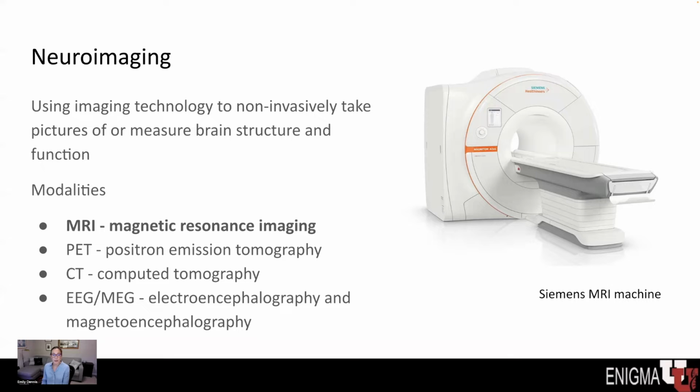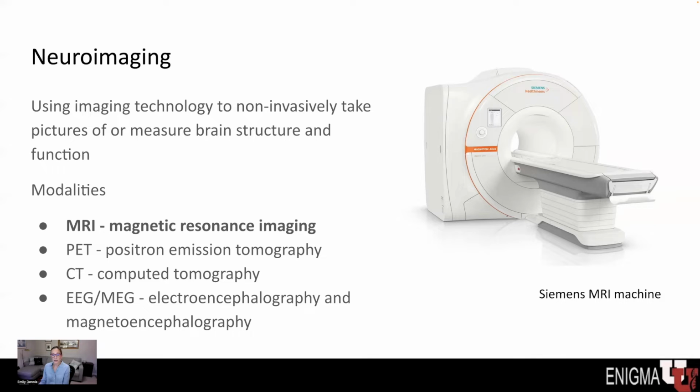There's also PET imaging, positron emission tomography, CT imaging, computed tomography, and all of those machines, PET and CT, are of course different from MRI, but the general idea of what the machine looks like is similar, with a person on a bed being put in the scanner. And lastly, EEG and MEG, that's electroencephalography and magnetoencephalography. So these are some of the modalities that we're going to talk about.